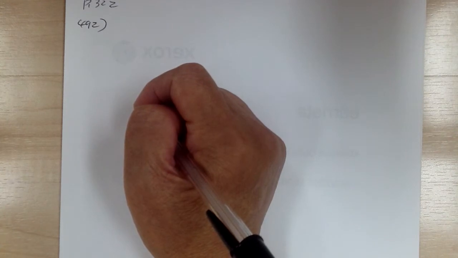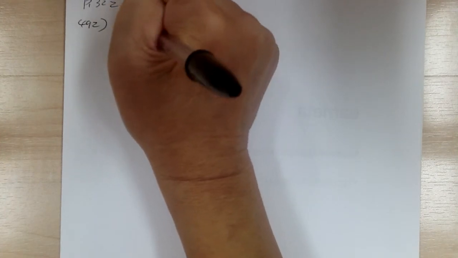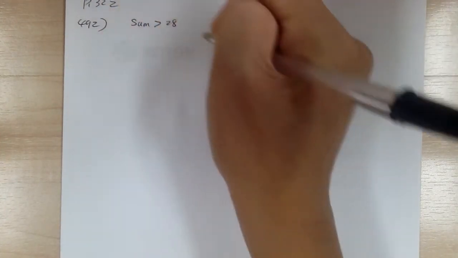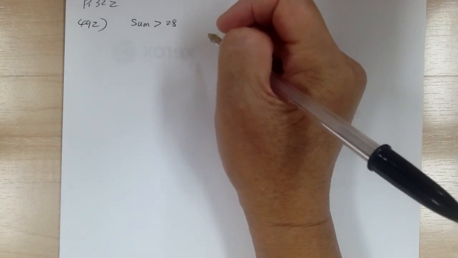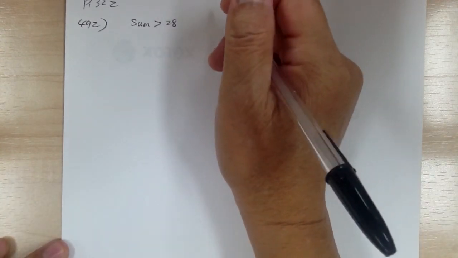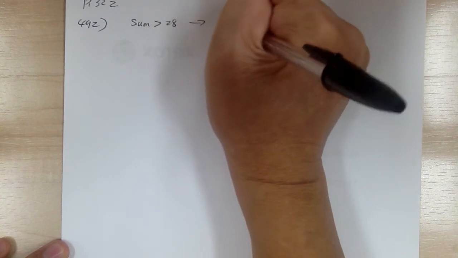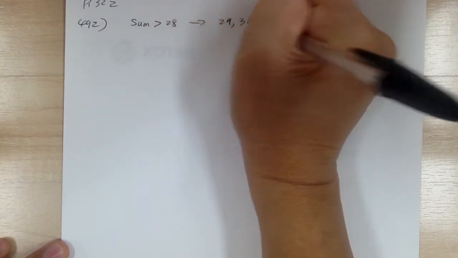492, it says, if 5 standard fair dice are tossed simultaneously, what's the probability the outcome has a sum greater than 28? Okay, so you want a sum greater than 28. Now when you roll the 5 dice, greater than 28 would be this way. That means the sum would be either 29 or 30.